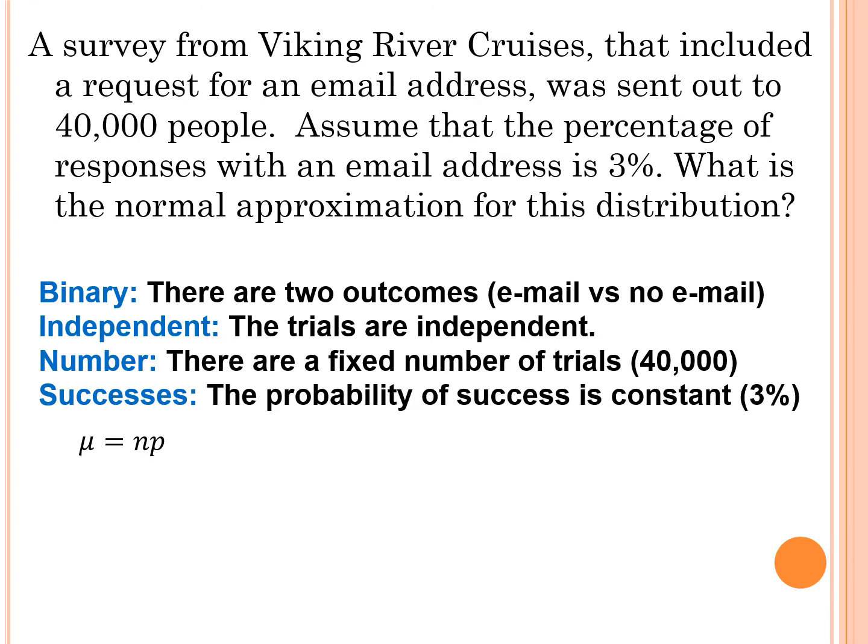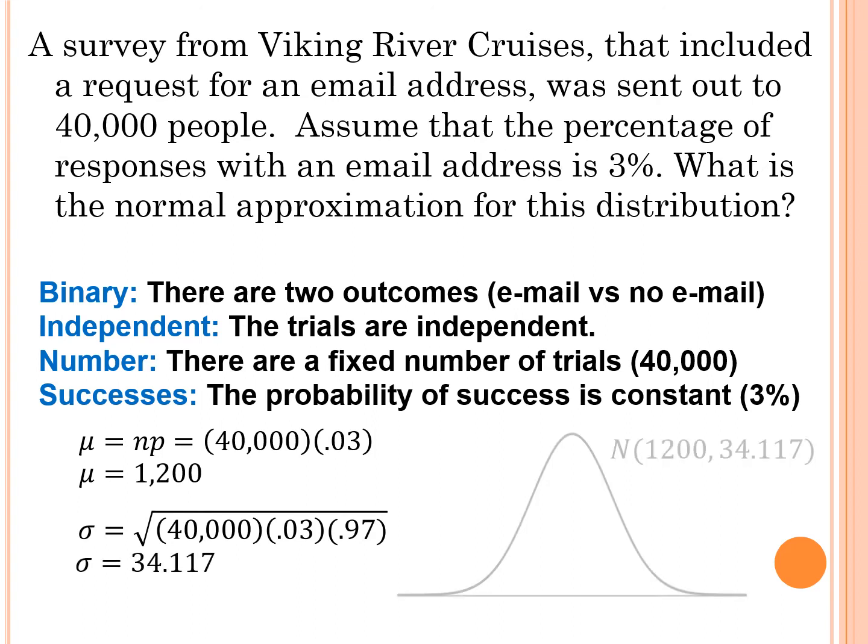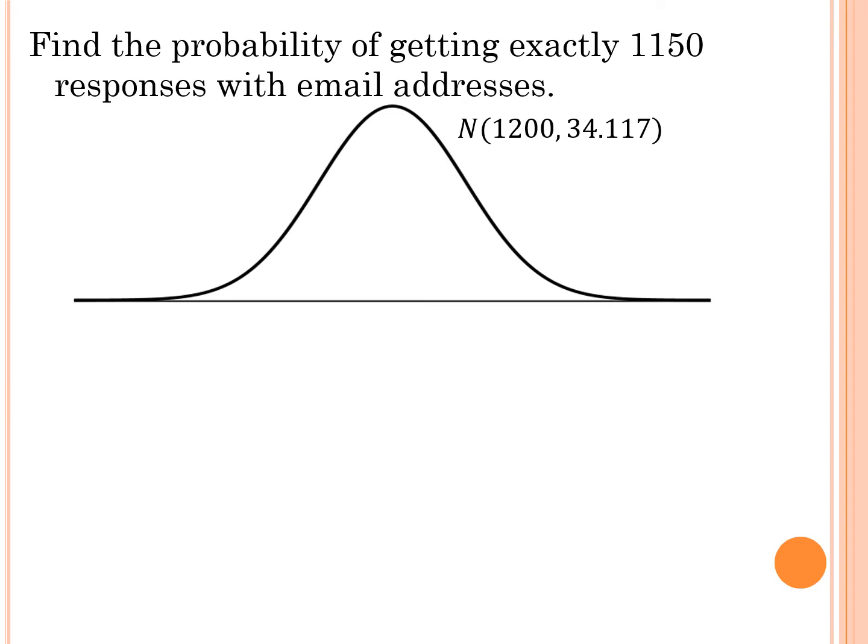So that being the case, the mean of this distribution will be np. We get 1,200. We expect to get 1,200 email addresses from this survey with a standard deviation of radical npq, which gives us 34.117. So the normal model would have those 2 parameters. Now I had mentioned cutting out a slice of this normal curve, and I'm going to show you what I mean here. We have this distribution centered at 1,200 with a standard deviation of 34.117.